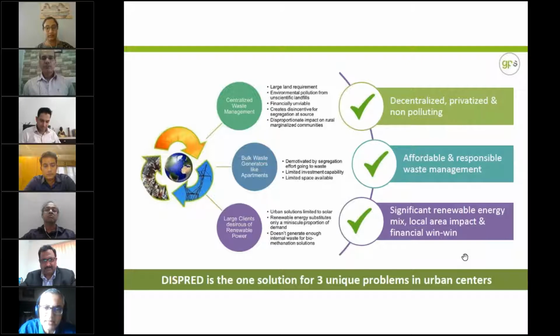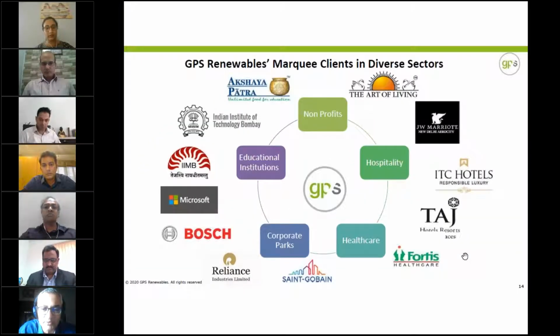So what this essentially does is that it does a lot of things in terms of decentralization, local processing, local power. This makes it affordable, and you have a significant impact on usage of renewable energy where required, and it solves basically three specific issues in terms of affordability, in terms of decentralization, and in terms of renewable energy. These are some of the names that have been with us for some time. Most of them have repeat projects across their properties.